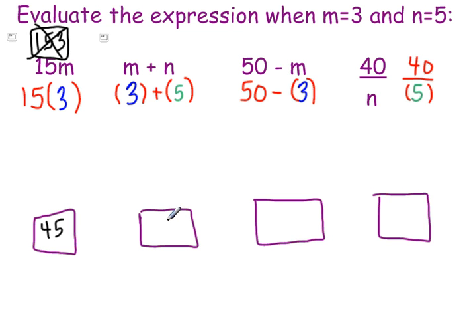3 plus 5 is 8. 50 take away 3 is 47. And 40 divided by 5 is 8.